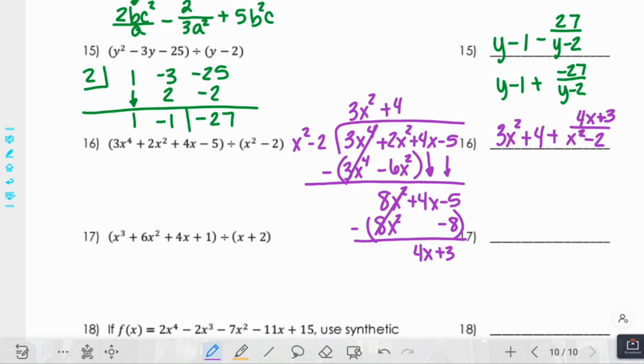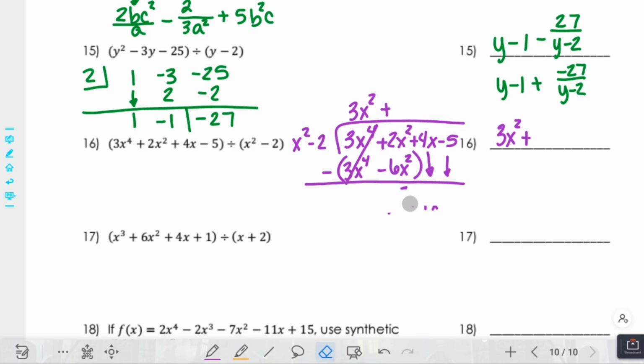Wait a minute. Oh. Let's double check our multiplication here. I apologize. Okay, I did say we were going to multiply by 8, and then I did not write 8. So that's going to change what our remainder is. So let's bring this down again. I apologize for that. Okay, so let's try this again.